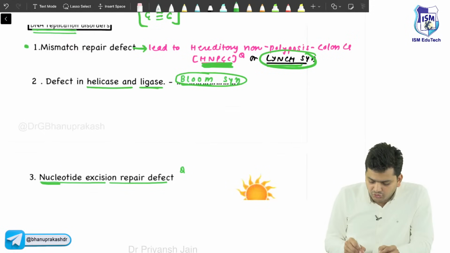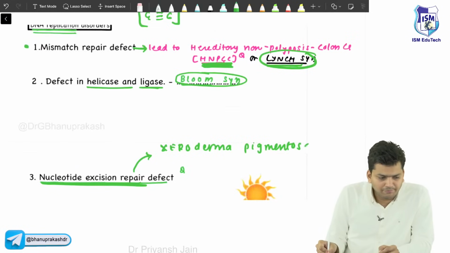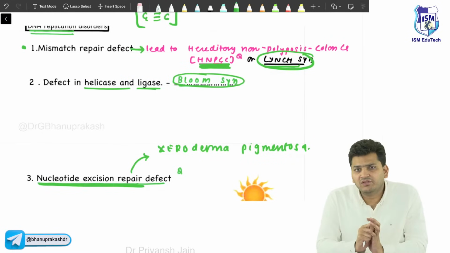If there is a defect in the nucleotide excision repair, the patient will develop dry and pigmented skin, that is called xeroderma pigmentosa. Xeroderma pigmentosa, right? So mismatch repair defect will lead to HNPCC.